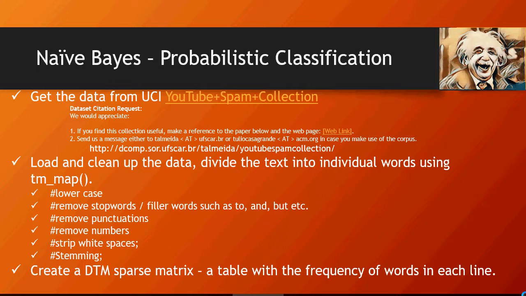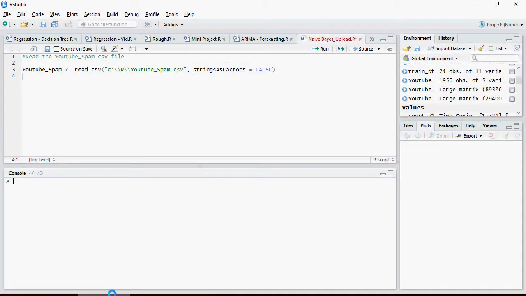Please recall from the last video, we have combined all the files which were available in this YouTube Spam Collection dataset. Let's read the file. I have read the file in the YouTube_spam data frame. Now, let's see what fields we need to use.